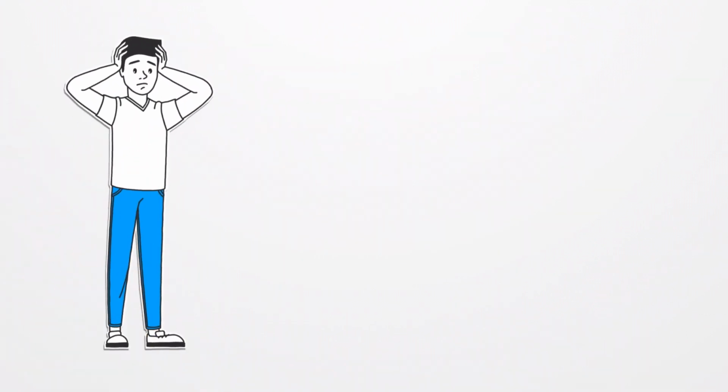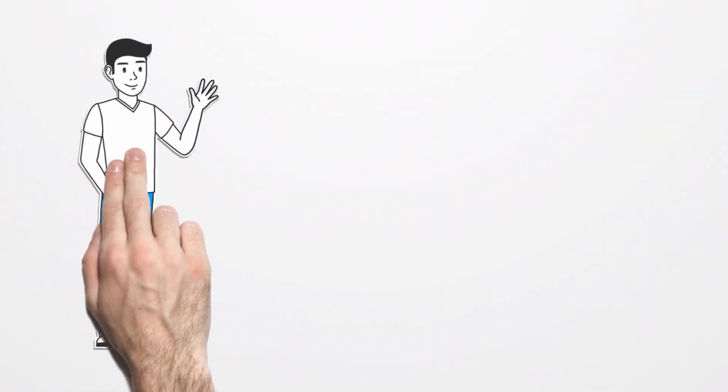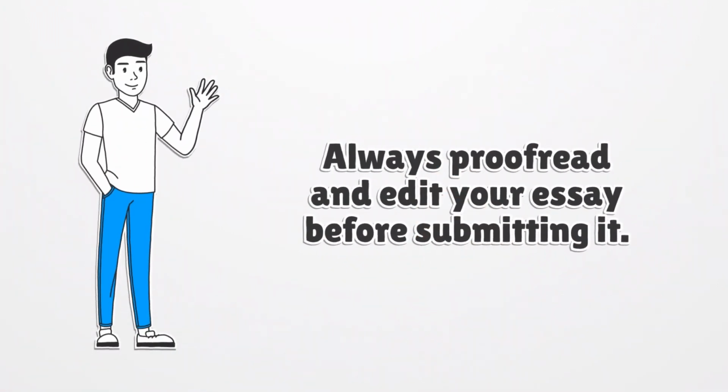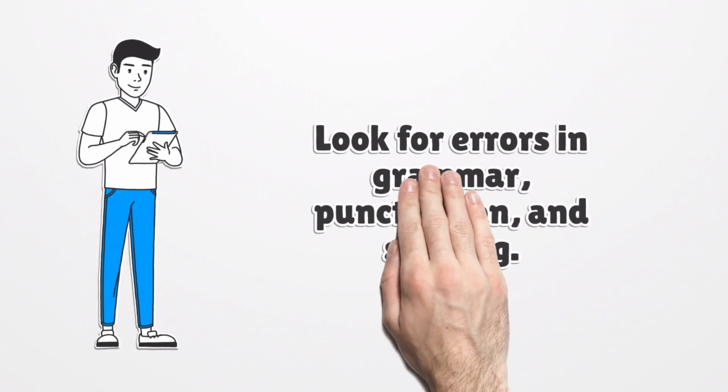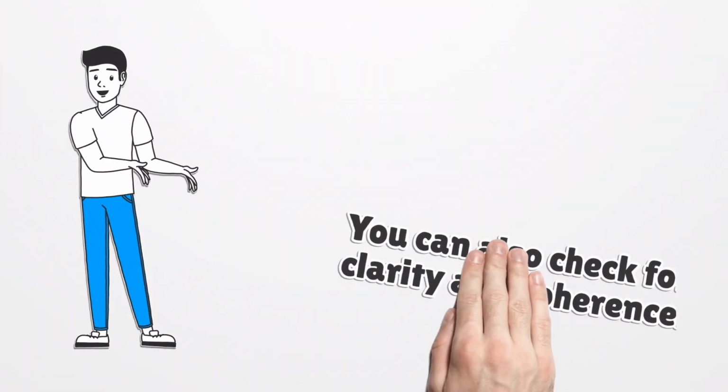Proofreading and editing. Always proofread and edit your essay before submitting it. Look for errors in grammar, punctuation, and spelling. You can also check for clarity and coherence.